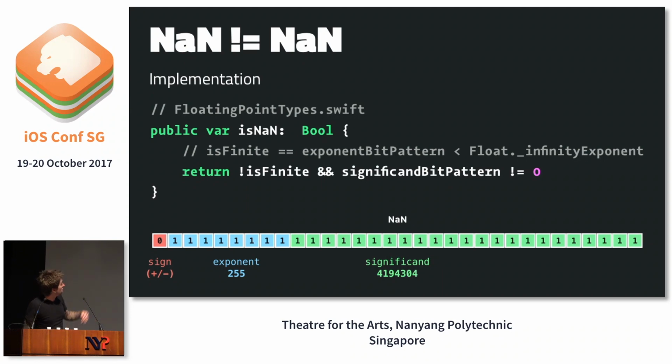And again, we can look at the implementation. All we're doing is comparing the bit patterns. isFinite is another property, but I've defined it here. It just checks the bit pattern for the infinity exponent, which is, again, another constant, which is just all ones for the exponent. Again, the significand is all ones here, and that is how we represent NaN.